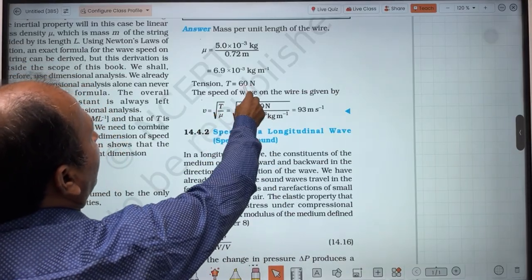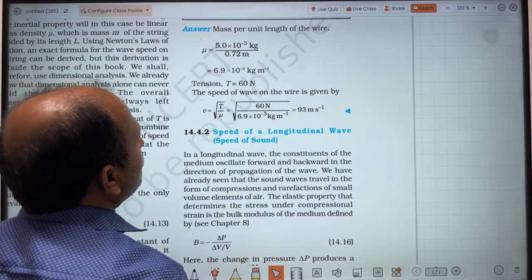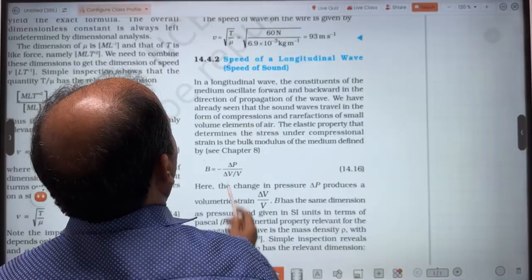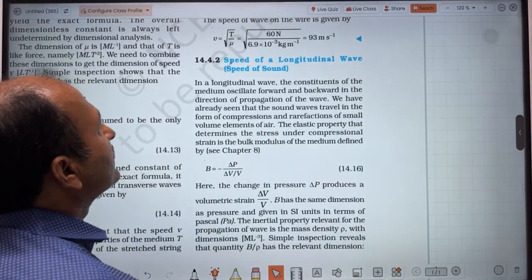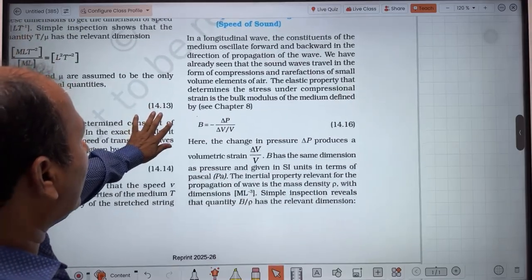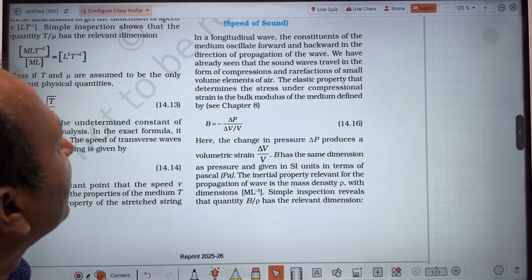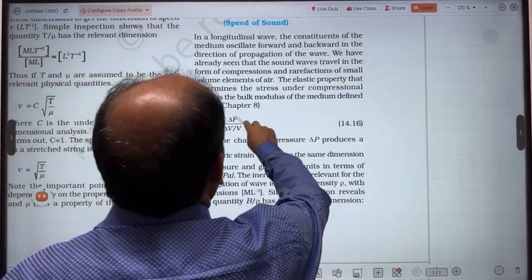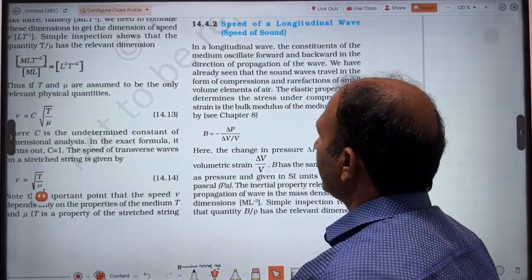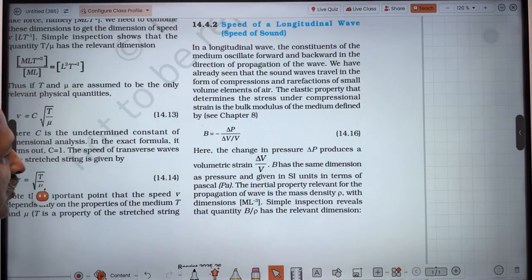So T is 60 and mu we have got here this value, and then this comes out to be 93 meter per second. Now we are going to see another thing, speed of a longitudinal wave, speed of sound. So Newton's formula. In case of Newton's formula, we assume that there is wave propagation, but the change is isothermal, right?